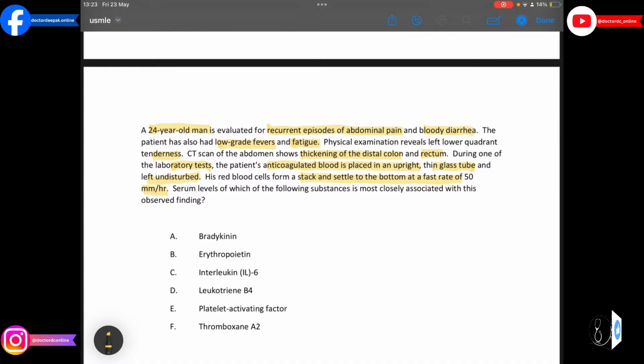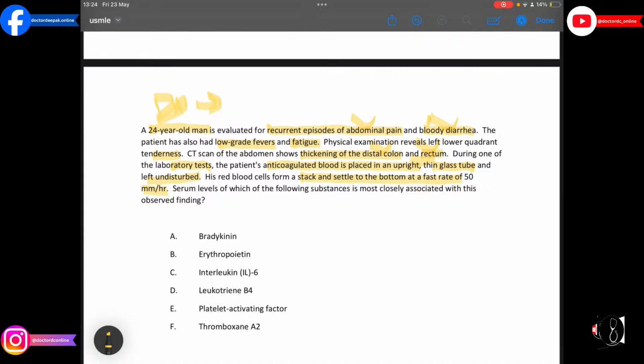First, we have to diagnose the case. He has abdominal pain and bloody diarrhea, and secondly, a thickening of the distal colon with the rectum. If you guys know, it is most probably a case of ulcerative colitis, because it involves the rectum with bloody diarrhea and abdominal pain. This patient, who had recurrent abdominal pain and bloody diarrhea with CT evidence of bowel wall thickening in the distal colon and rectum, likely had ulcerative colitis.